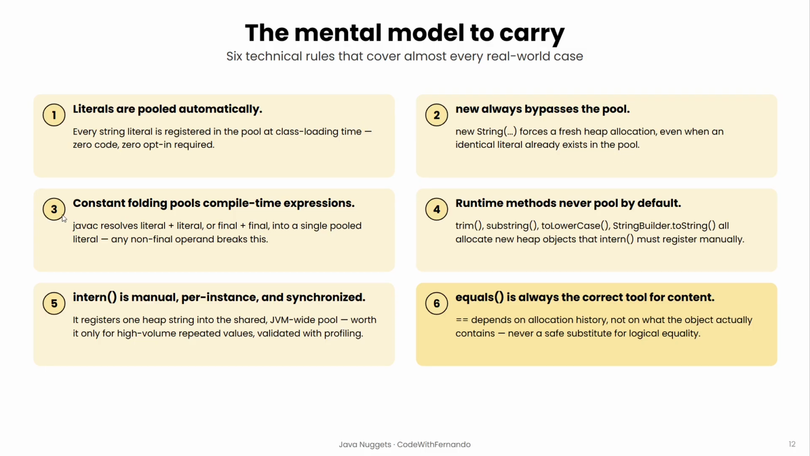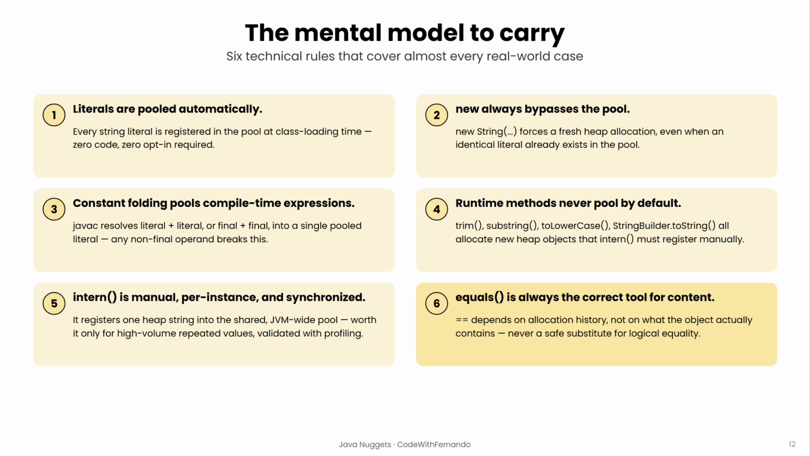Number 3, constant folding pools compile time expressions. The Java compiler resolves literal plus literal, or maybe final plus final, into a single pooled literal. Any non-final operand breaks this. Number 4, runtime methods never pool by default. So these methods, trim, substring, toLowerCase, StringBuilder toString, all of them allocate new heap objects. Intern must register manually. Intern is manual per instance and synchronized. It registers one heap string into the shared Java virtual machine wide pool.